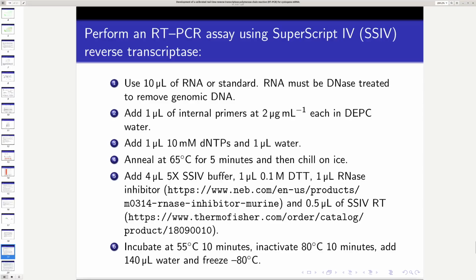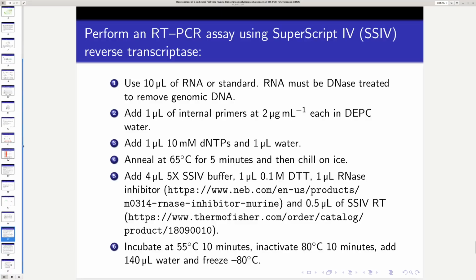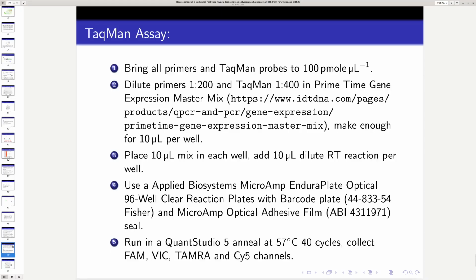And then we use 0.5 microliters of the SuperScript 4 and 0.5 microliters of water. Well, we go canny on the SuperScript because it's expensive. We incubate at 55 degrees for 10 minutes, inactivate at 80 degrees for 10 minutes, and add 140 microliters of water and freeze at -80. So that converts your RNA to DNA.